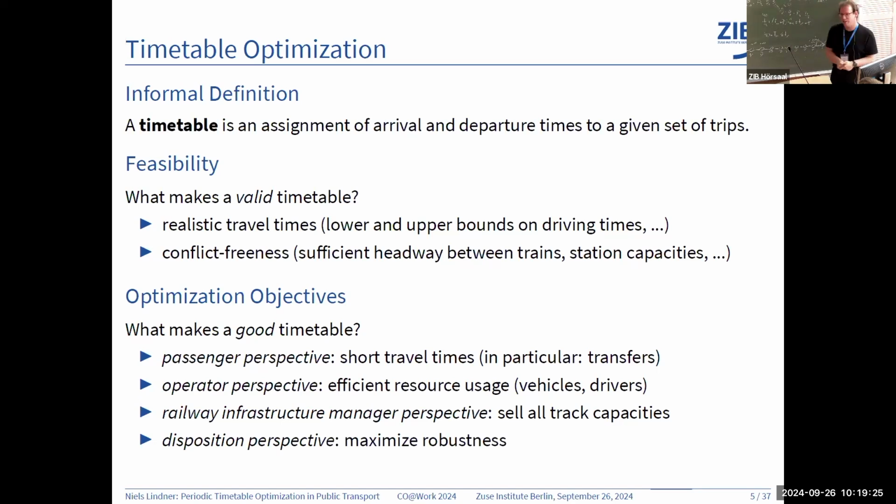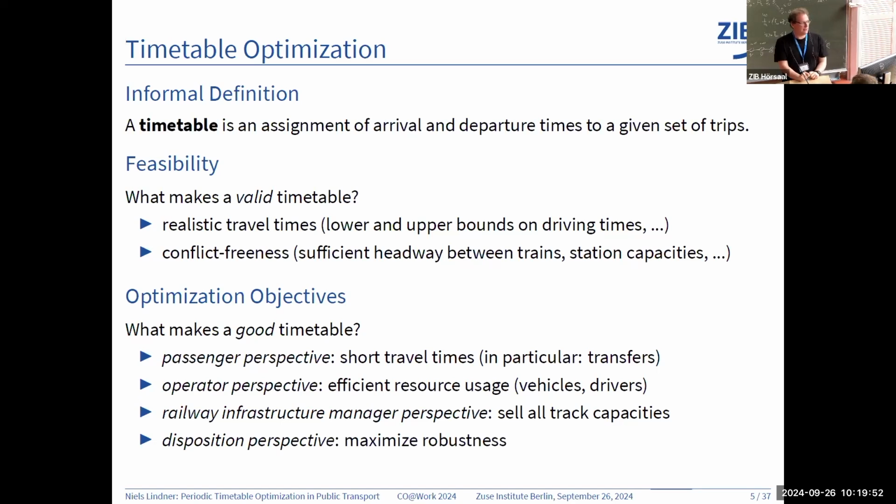There's a passenger perspective that will tell you, well, I don't want to wait hours until my trip actually departs, and when I'm in the vehicle, I want to have short travel times, and when I transfer, I want to have short transfer times. Of course, in a reasonable timetable, the driving times, there's not so much you can do about those, but transfers, right? This is something you can really optimize. Then there's the operator's perspective, which is about vehicles and drivers.